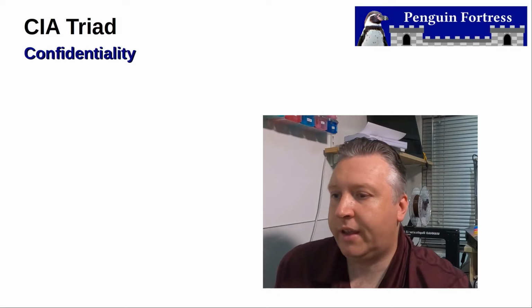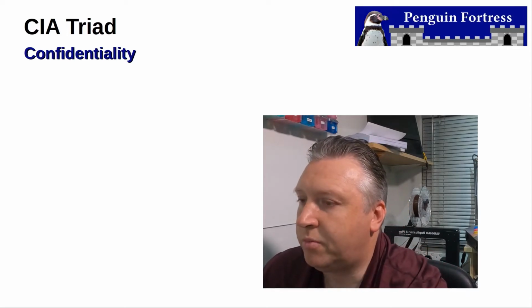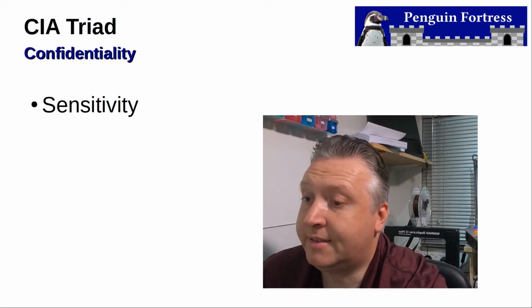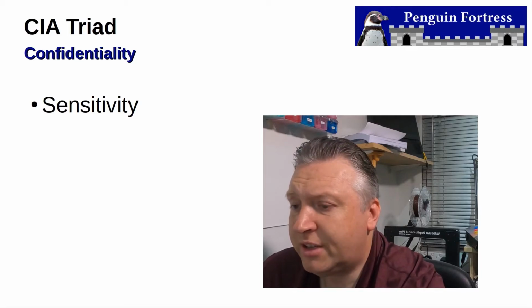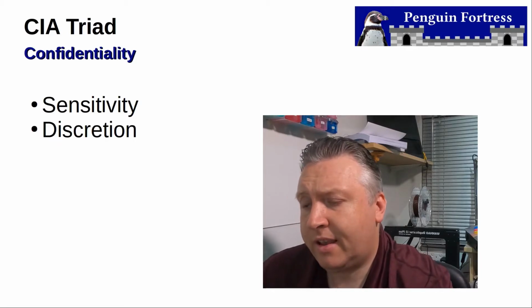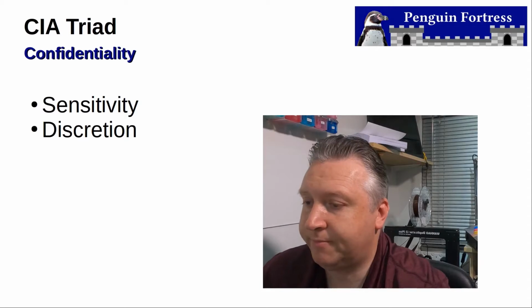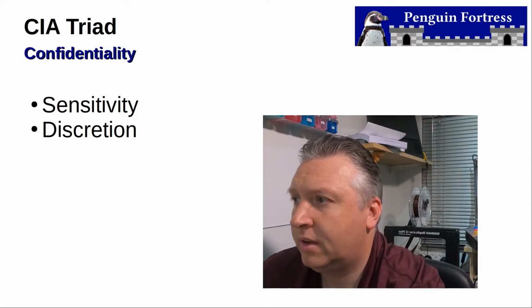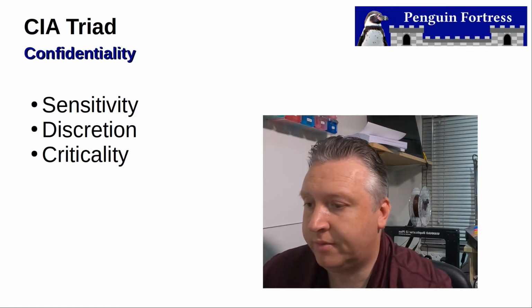To look at some of the specific aspects of confidentiality, I'm going to break this down into a number of points. First is sensitivity. This is about information which could cause harm or damage. Discretion. This is information which, if it was acted upon, could influence or control events or cause harm or damage. Criticality. A measure of how critical the information is, particularly to a corporation.